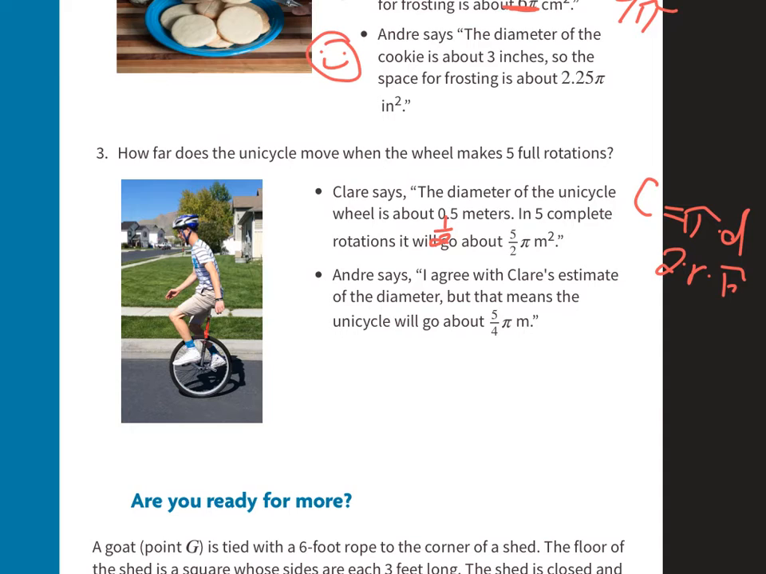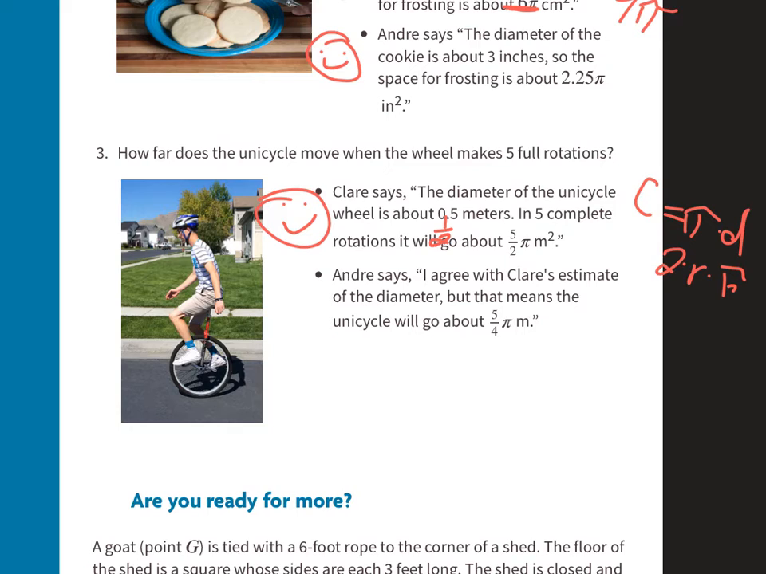So 1/2 pi, so pi times diameter, 1/2 times pi is 1/2 pi. And then 1/2 times 5 is 2.5, which is 5/2. So Claire did it right. Good job, Claire. So she found the circumference, which is 1/2 pi, and then she multiplied by 5 and got 5/2.